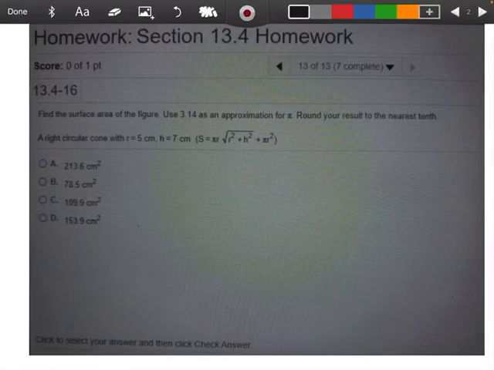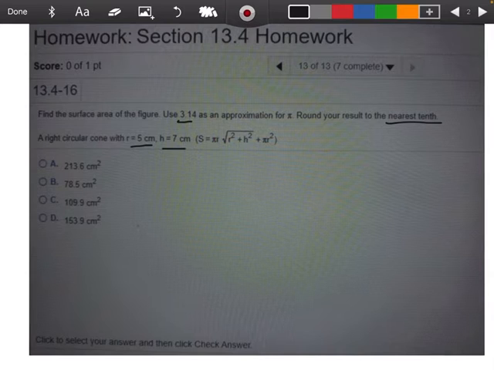All right, this is number 13 out of 13.4, and it says find the surface area of the figure. It tells us to use 3.14 as an approximation for pi, and we are going to round our answer to the nearest tenth. So it says a right circular cone with a radius of 5 and a height of 7 centimeters.